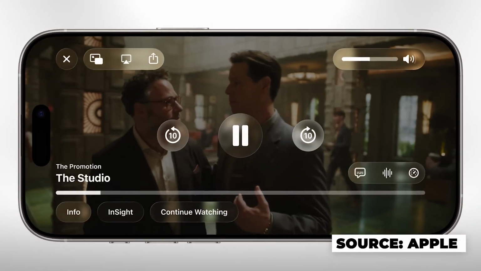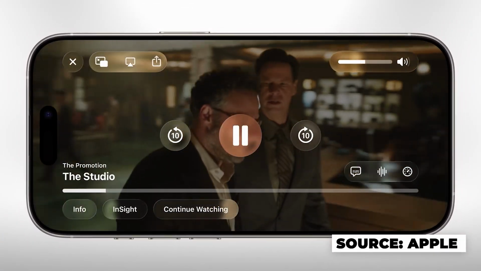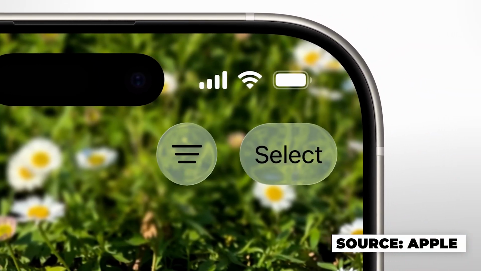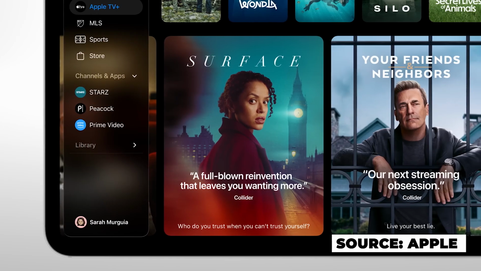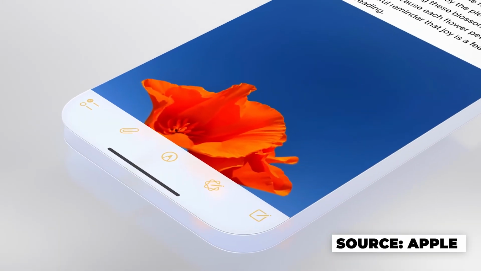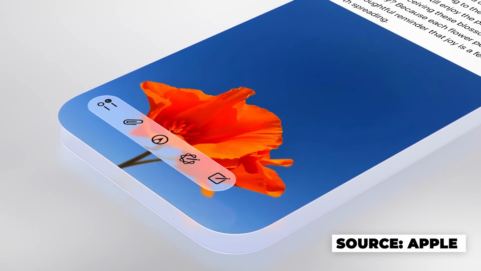iOS 26, a unified year-based naming system and a visual design throughout. So we're saying goodbye to the version numbers with iOS 26. Apple adopts a year-based naming convention, aligning all its operating systems under a unified versioning system. This change simplifies updates and makes it easier for users to stay current.